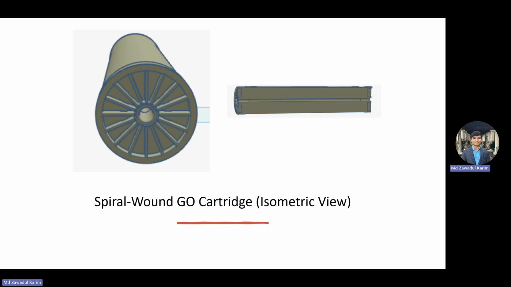The spiral you see is stacked GO plus feed spacers wrapped like a giant Swiss roll around the permeate tube. This fits into a standard 8-inch pressure vessel, meaning that we can drop the GO straight into existing RO plants, RO being reverse osmosis.